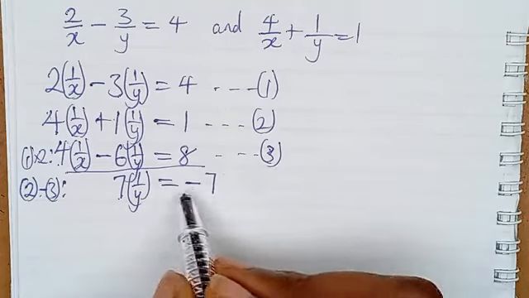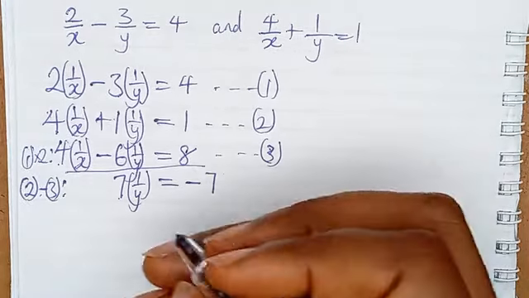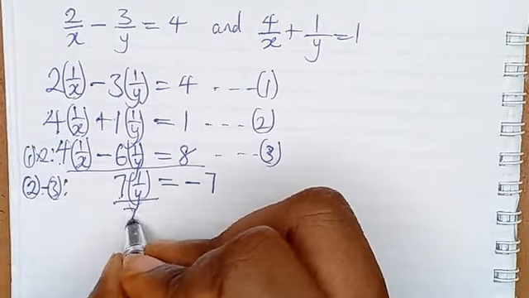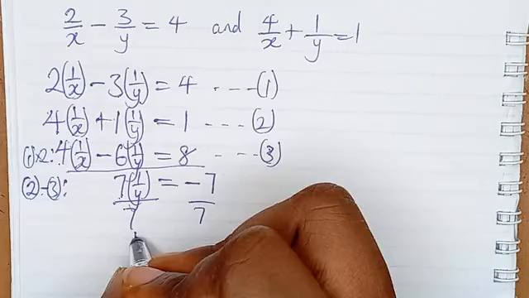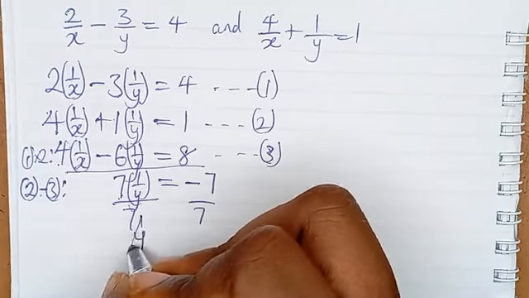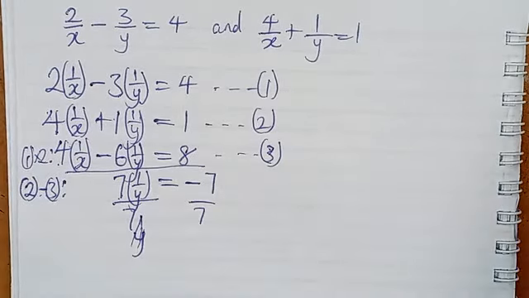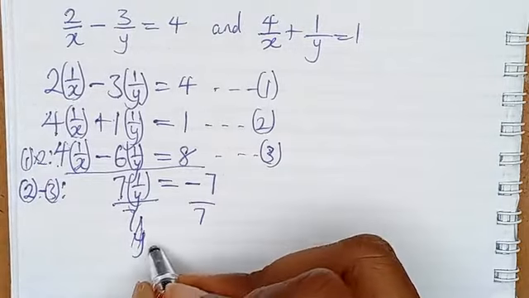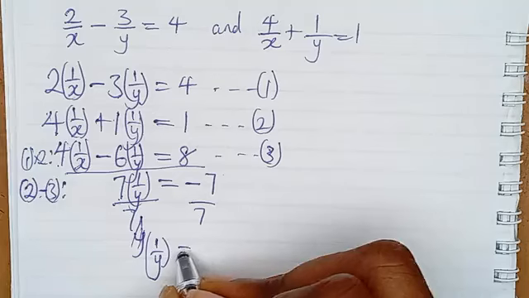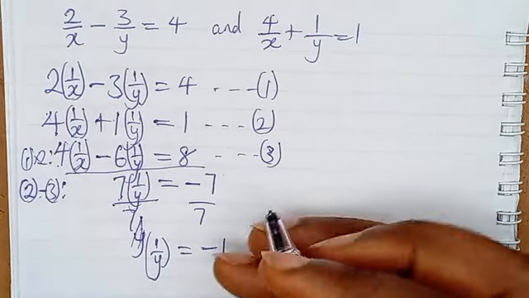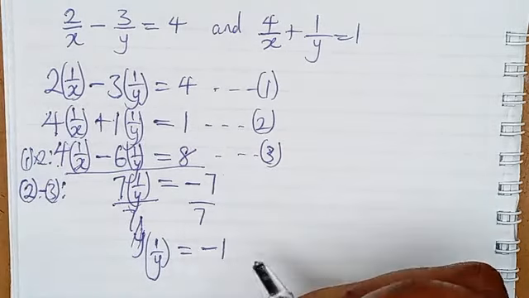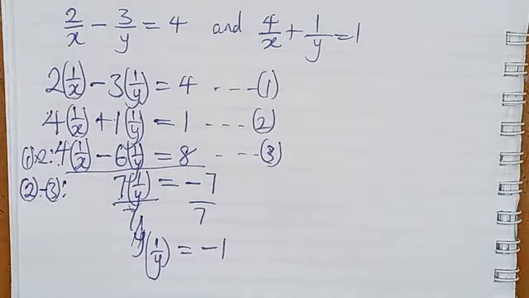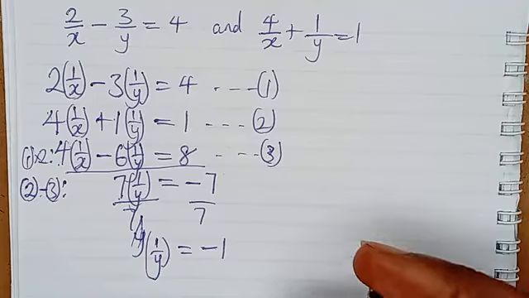So we have that 7 into 1 over y is equal to this. So we are going to divide both sides by 7. When we do that, we're going to find that 1 over y is equal to negative 1, because minus 7 over 7 is equal to negative 1. That's what we got.